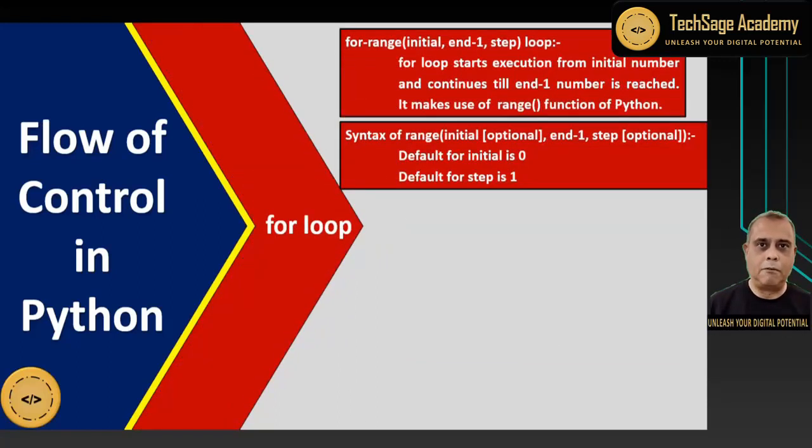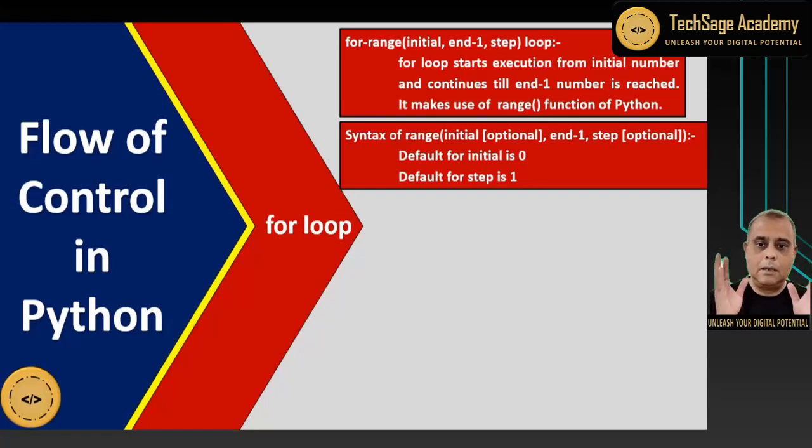The first variation of for loop is for range. This range contains certain parameters like initial, end, and step value. The for loop starts execution from the initial number, the first parameter, and continues till the end minus 1 number is reached. It makes use of the range function of Python. Now range is an inbuilt function of Python. The syntax of the range function is initial value, second parameter end minus 1 value, and the third parameter is step value.